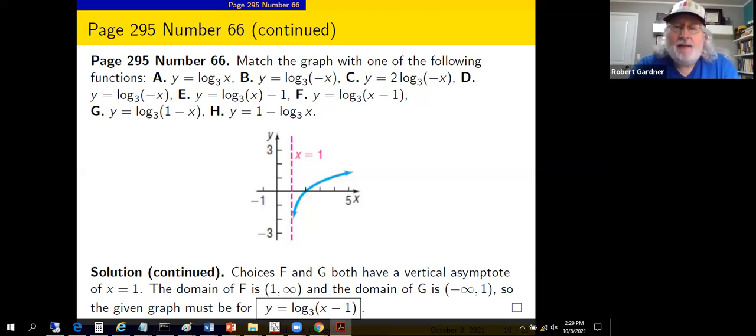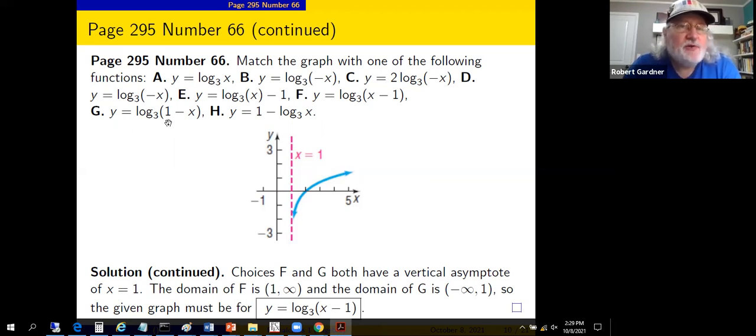Let's use the domain. The domain of f is 1 to infinity. We can only take logarithms of positive things. When is x minus 1 positive? When x is greater than 1. That is, when x is in the interval 1 to infinity. And that's the domain of this drawn function, this intended log function here. So it looks like f can't be eliminated by that.